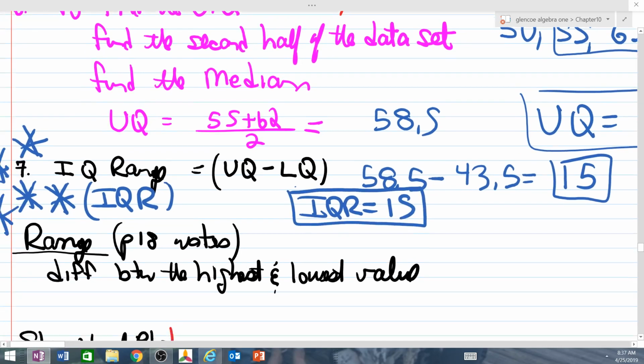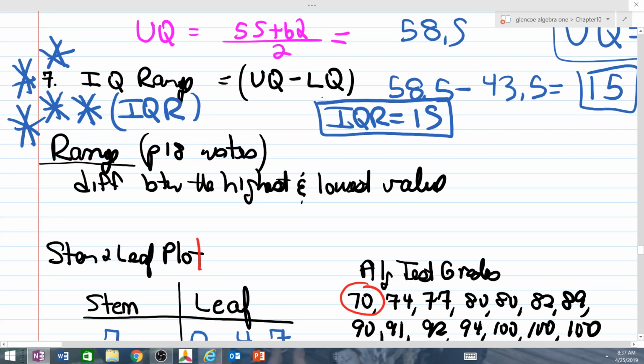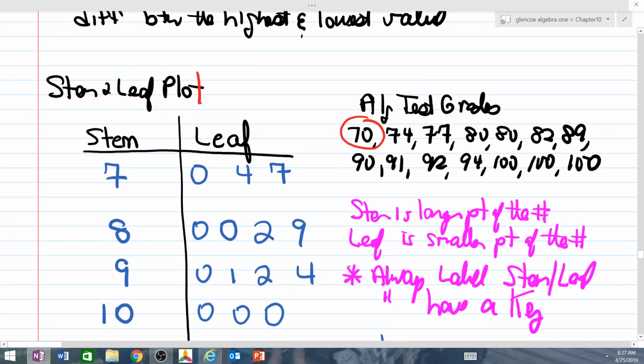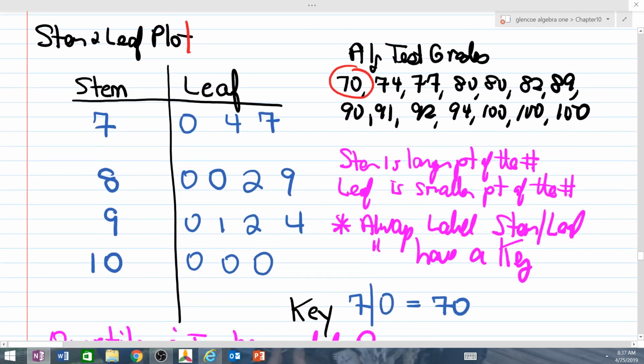All right, again, the range, this is on page 18 of your notes, is just the difference between the highest and the lowest. I know yesterday we did discuss and go over stem and leaf plots, and I think we did a great job with that. Please remember the most important things about a stem and leaf plot, and you can refer back to the first lesson on 10.3 if you need to listen to the other video.